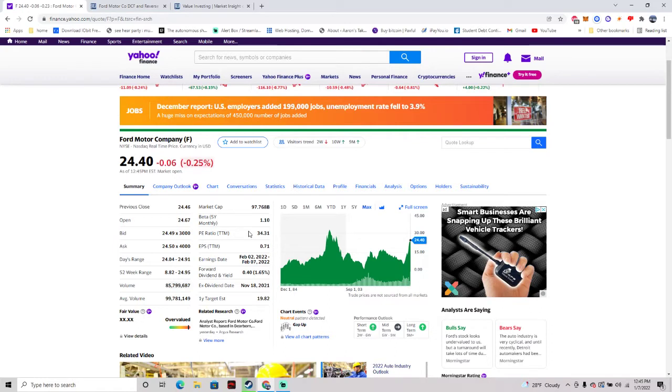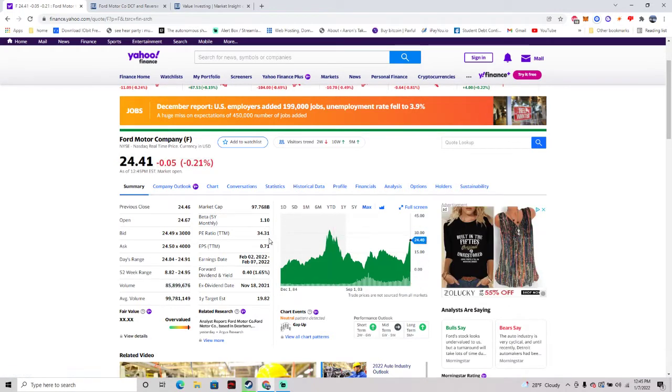But the way that they get that is they take the full value of the company that the market is valuing it at, so it would be 97.76 billion. That's the full value of the company, and then they divide it by the full net income is what they use. So they divide 97 billion by the most recent net income, and they would come up with 34.31 as well.